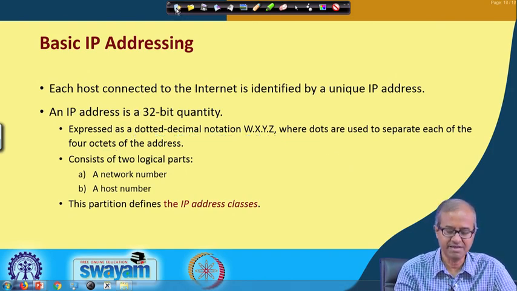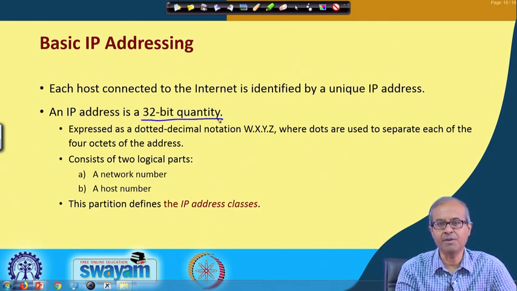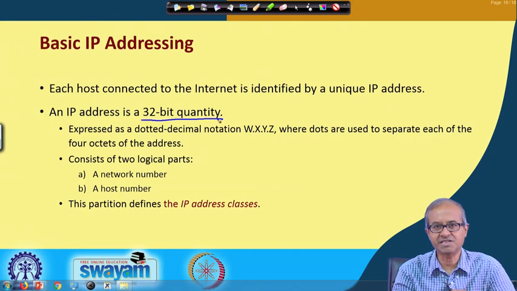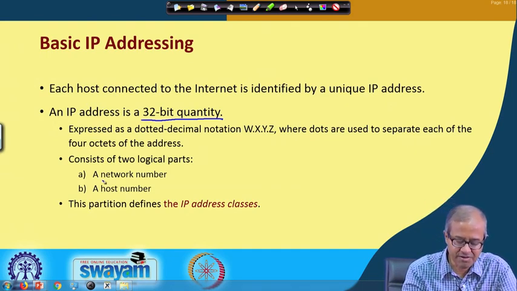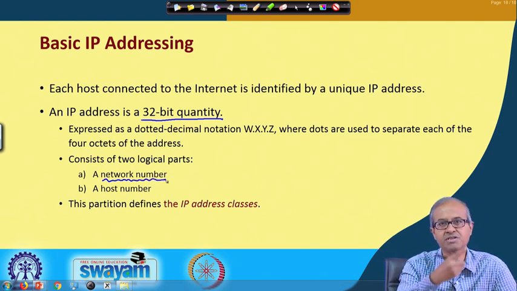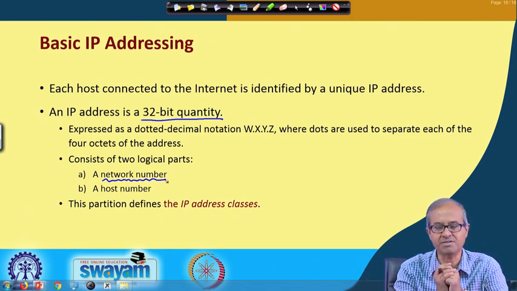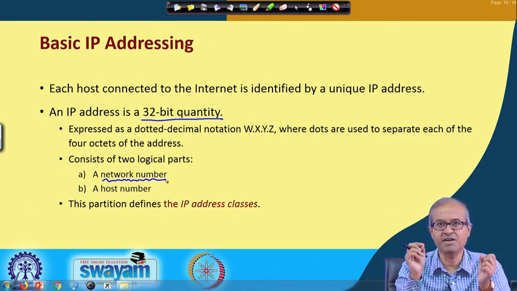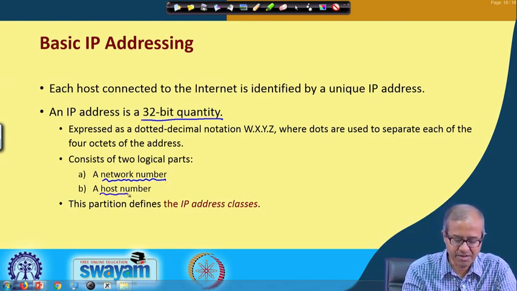Now, we shall see that in this 32-bit network address there are two parts. The first part identifies a network. There are many networks in the world. Internet is essentially a network of networks. So, the first part will identify which network I am talking about, and the second part identifies a host.